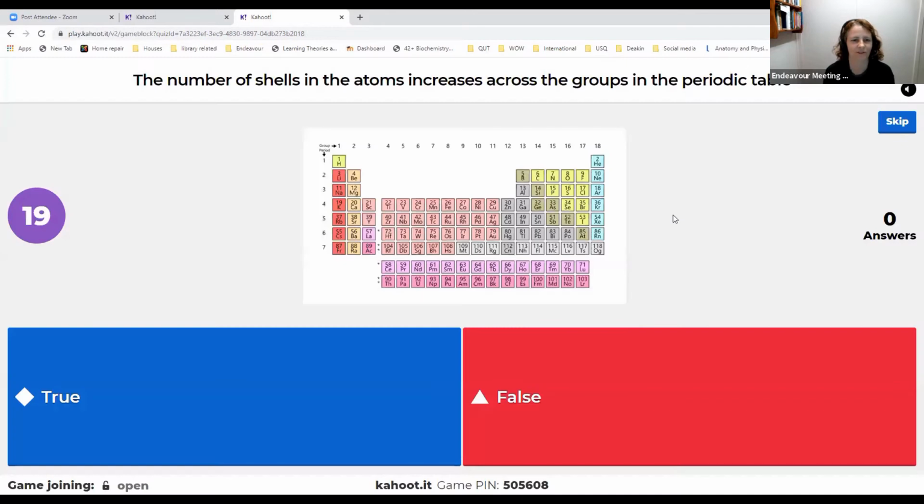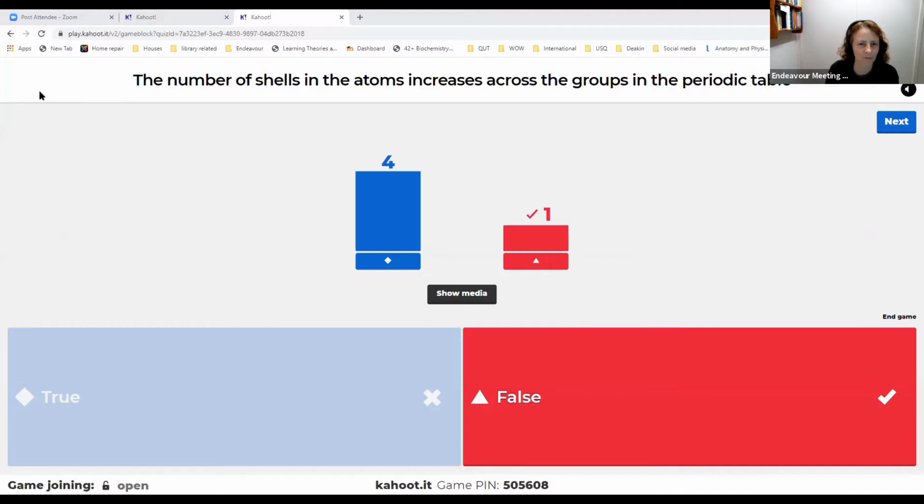Okay, so the first question is about the periodic table. Do the number of shells in the atoms increase as you go across the groups in the periodic table? Oh, I must have done that too fast. So only 5 of you got to answer that. Okay, so 4 of you said that was true and 1 of you said that was false.